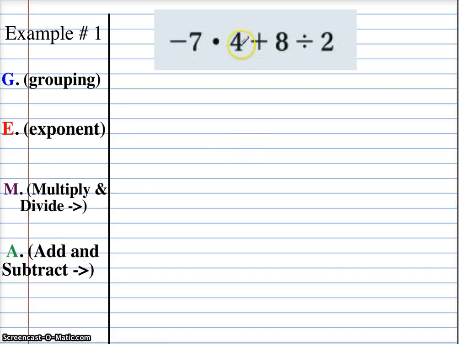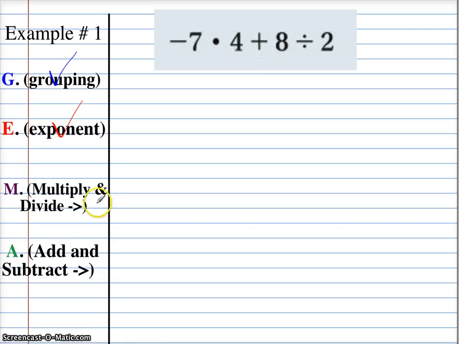So in your notebook, we're going to work through this question. Let's go through the checklist. Grouping. I don't see any groups, no parentheses here. None at all. So this one, done. Grouping, check. Next one, exponents. I don't see any little exponents anywhere. That's done. Multiply and divide.